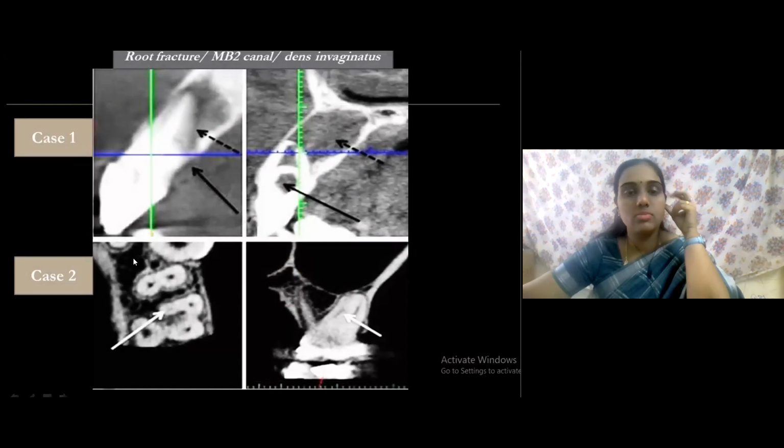So this is a case where there is a periapical lesion, and also there is some dens invaginatus here. So here there is an extra canal or a missed canal.